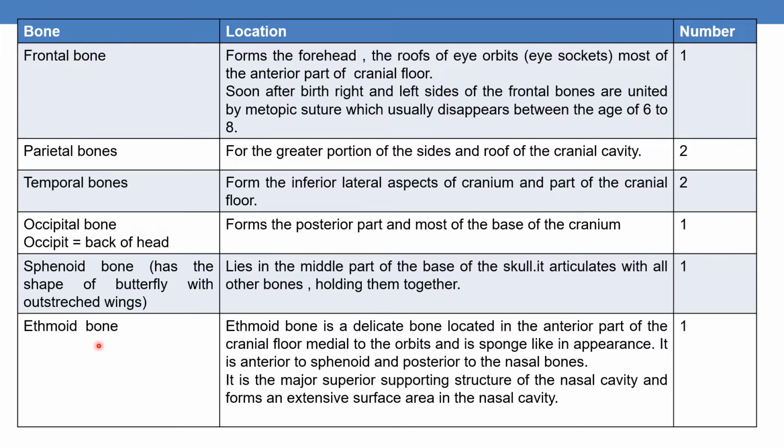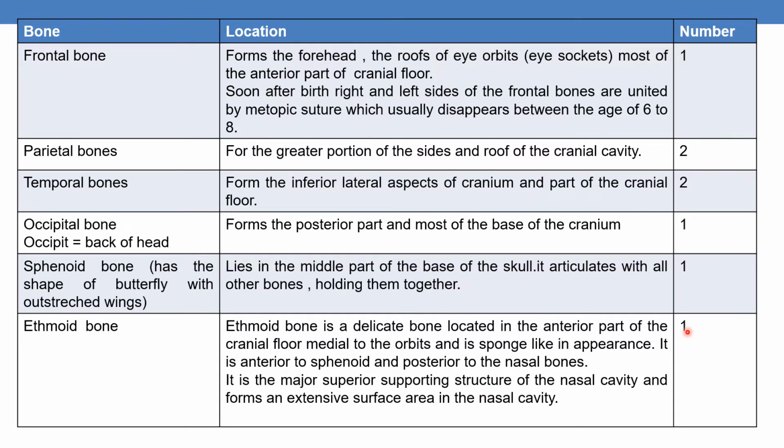Next is the ethmoid bone. The ethmoid bone is a delicate bone located in the anterior part of the cranial floor, medial to the orbits, and is sponge-like in appearance. It is anterior to the sphenoid and posterior to the nasal bones. It is the major superior supporting structure of the nasal cavity and forms an extensive surface area in the nasal cavity.